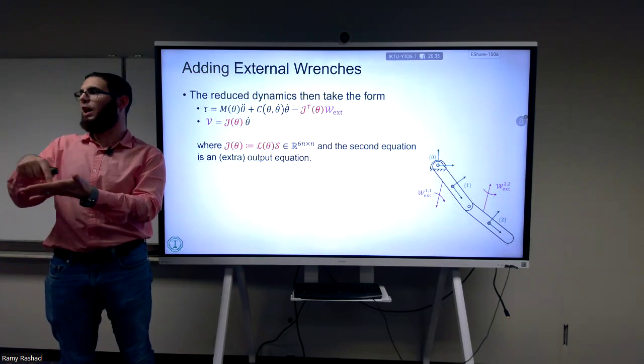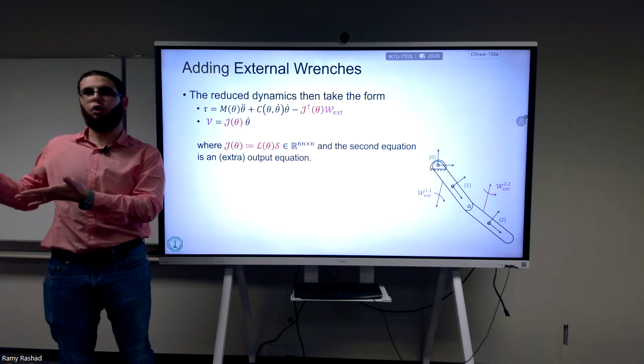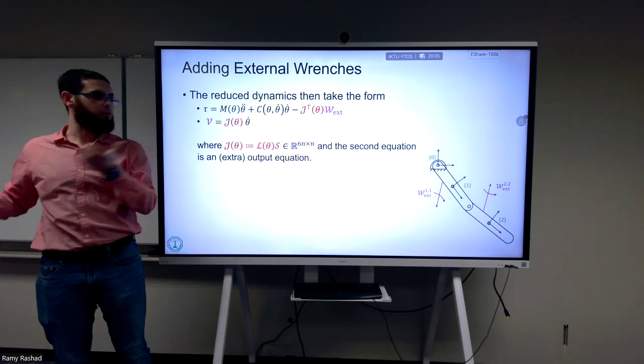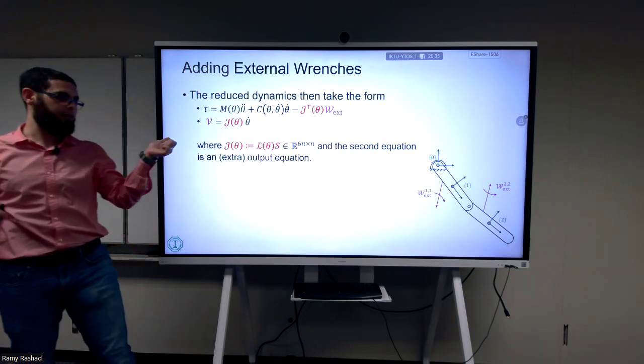You have x dot is equal to f of x and u, and you also have y is equal to h of x. So y equal to h of x is an extra output equation. This is something similar to that. This is just an aside.